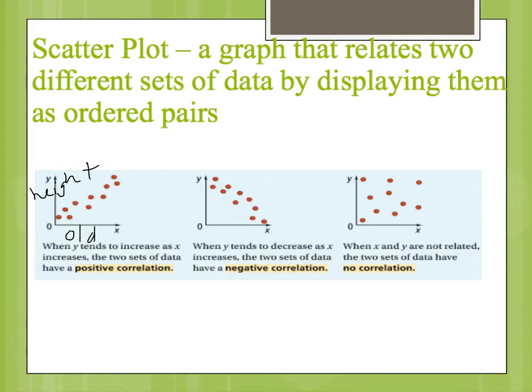A negative correlation: the y tends to decrease as the x increases. So I would say how old a car is compared to how much money it costs. As a car gets older and older, the amount of money people will pay for it will typically decrease.